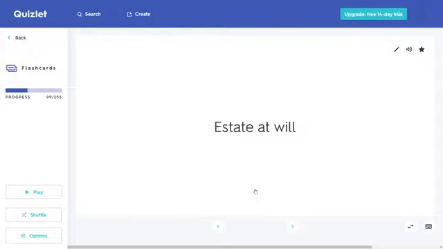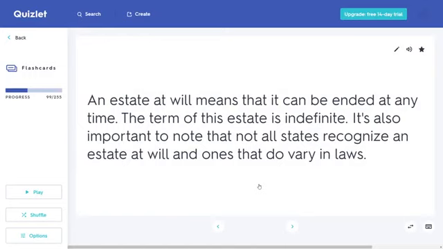Okay, so what is an estate at will? Well, an estate at will means it can be ended at any time, which is kind of a good and bad thing. It can be kind of scary. So the term of this estate is indefinite.